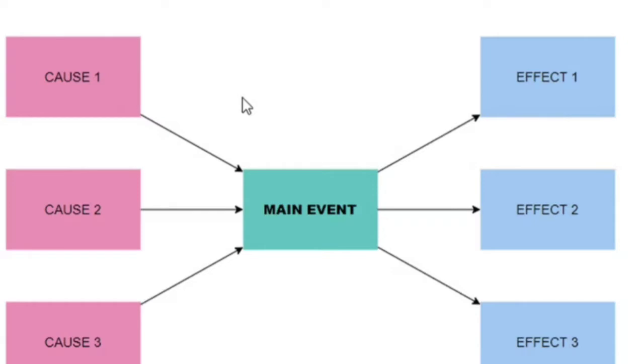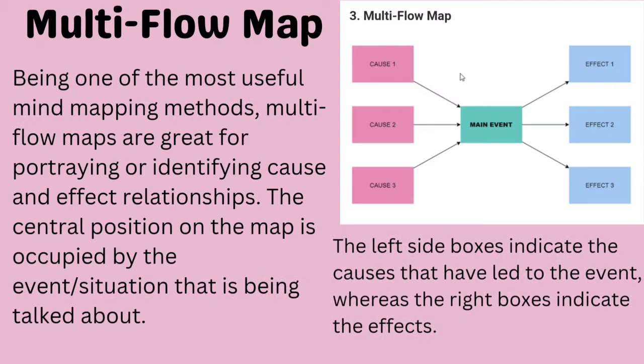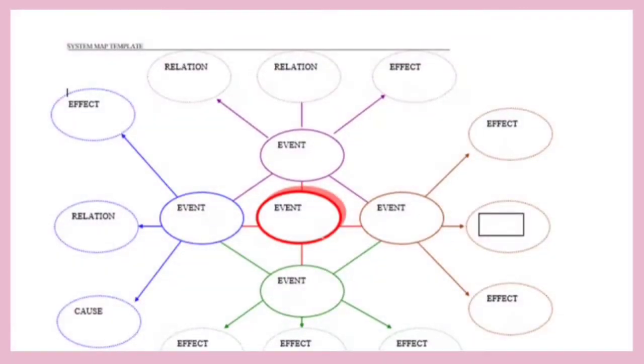Now we'll talk about multi-flow maps. Here you can see one side causes, another side effects. Being one of the most useful mind mapping methods, multi-flow maps are great for portraying or identifying cause and effect relationships. The central position on the map is occupied by the event that is being talked about. The left side boxes indicate the causes that have led to the event, and the right boxes indicate the effects.